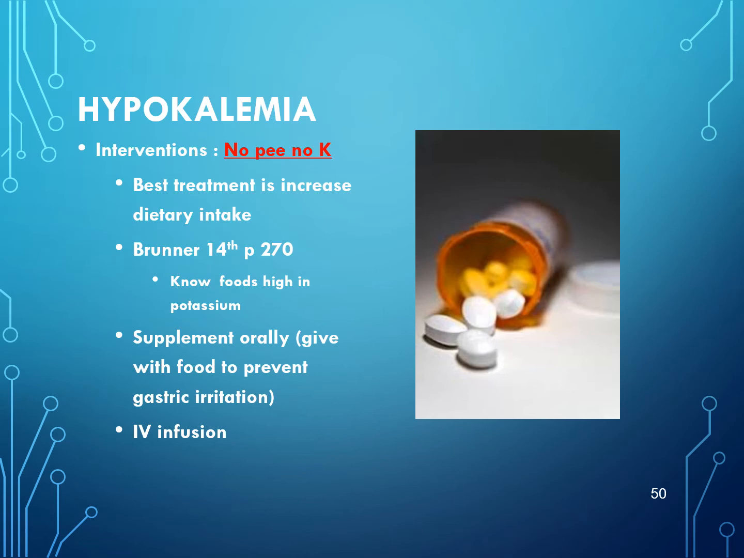Then we have our IV infusions. Usually we give it slowly, 10 to 20 milliequivalents per hour. It can cause irritation at the IV site. You want to make sure that you have a good IV site. And if there's a decrease in urine output, you want to stop the infusion and call the provider.